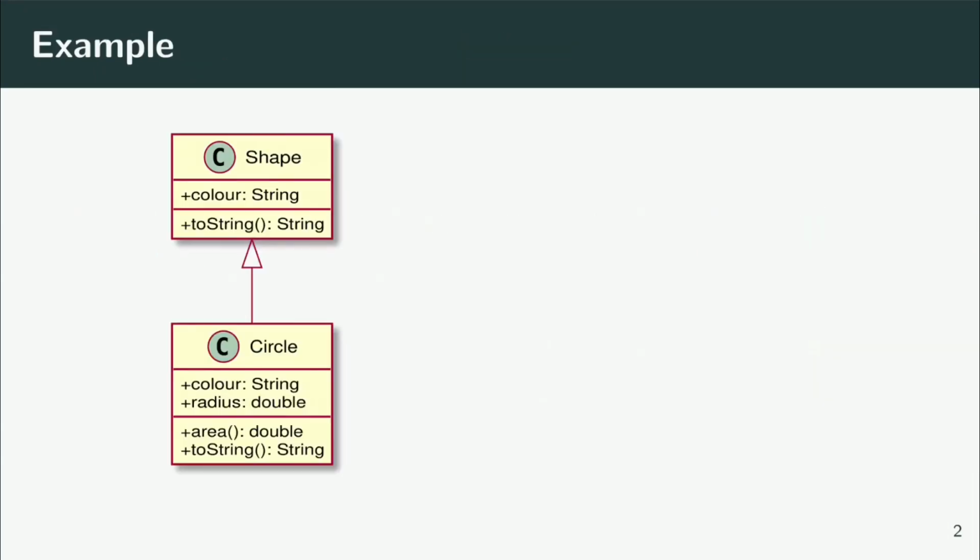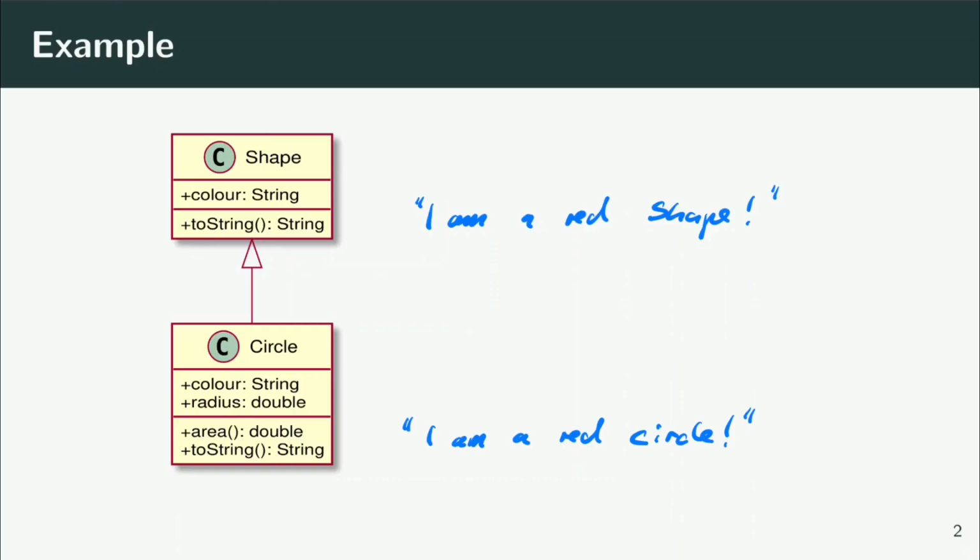For example, remember we have our shape class and a subclass circle. And now imagine the shape class has a method toString, which simply returns a string that represents an object of type shape. And that may simply say, for example, I am a red shape, where of course red will be replaced by the actual color. Now you may, for example, want to change that behavior in the subclass by making circles return I am a red circle. You can do that by overriding the toString method.